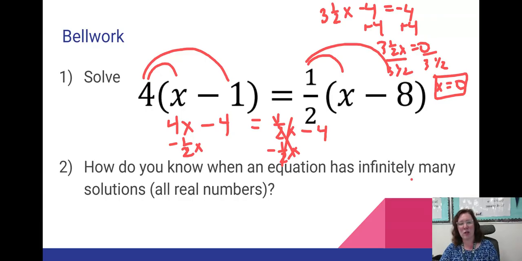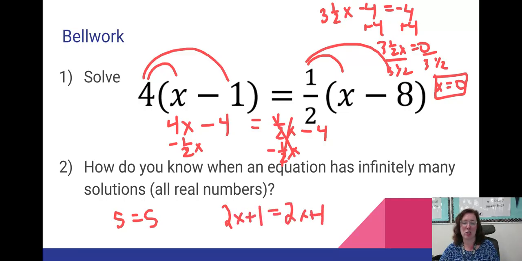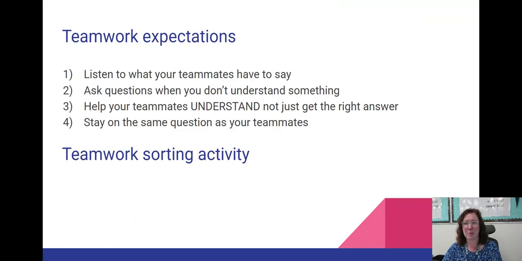How do you know when an equation has infinitely many solutions, or all real numbers? When you get a number equal to the same number, or you get an expression equal to the exact same expression. So when you have the exact same thing on both sides of the equal sign, then you know it's going to be infinitely many solutions, or all real numbers.